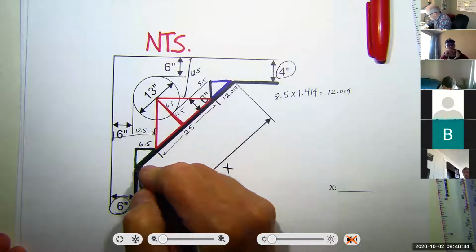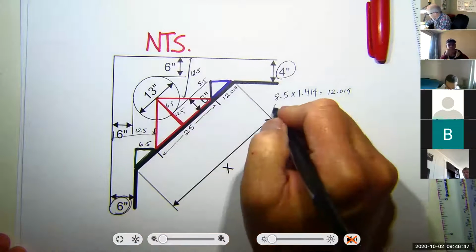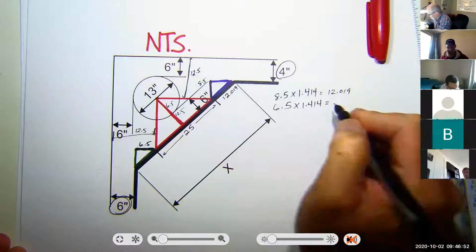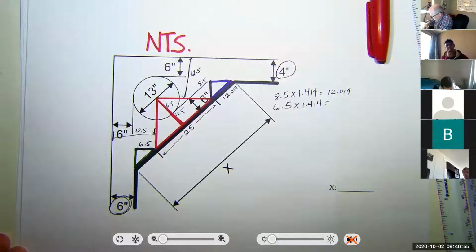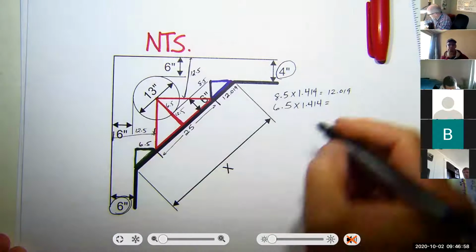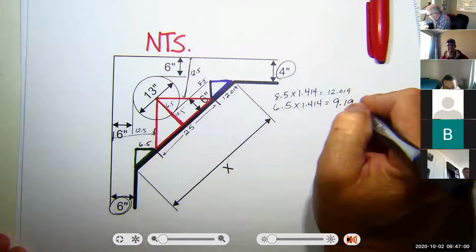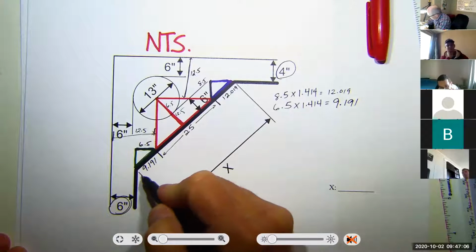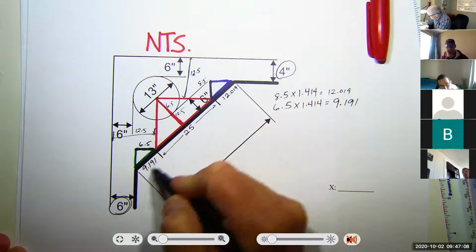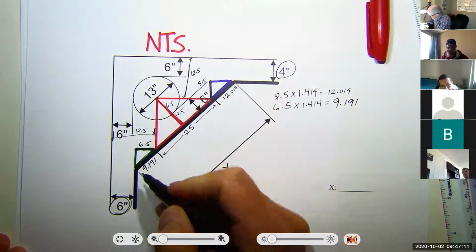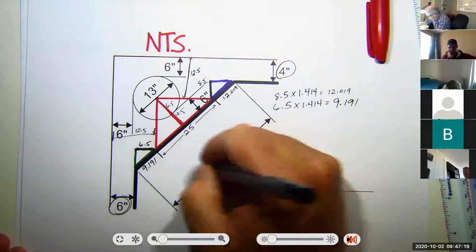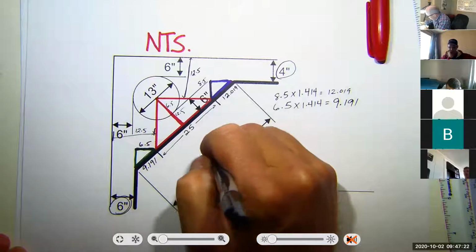Now I can get the travel by going 6.5 times 1.414. This is 9.191. And now I add up these 3 measurements to solve for x. And if I add all those up, x is equal to 46.21.